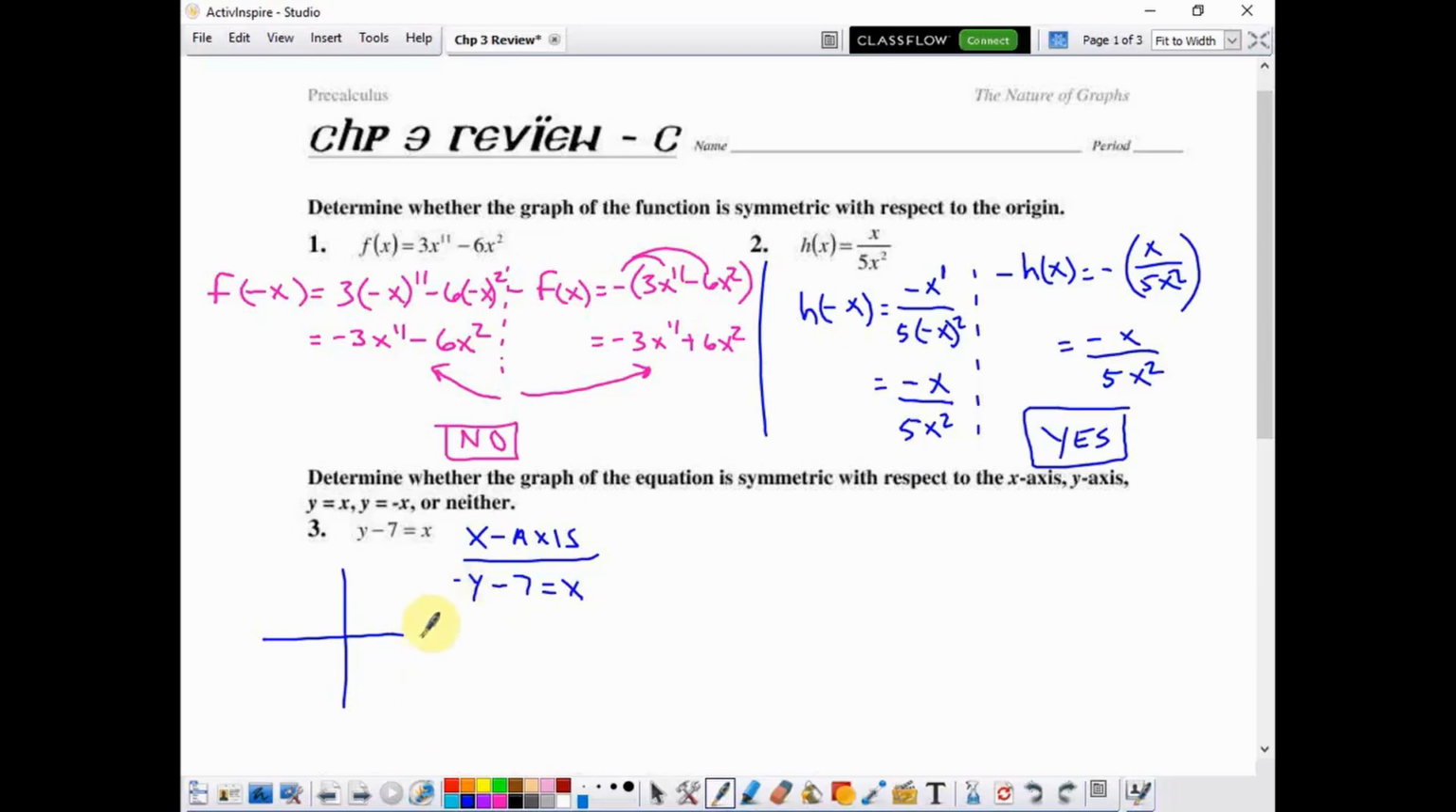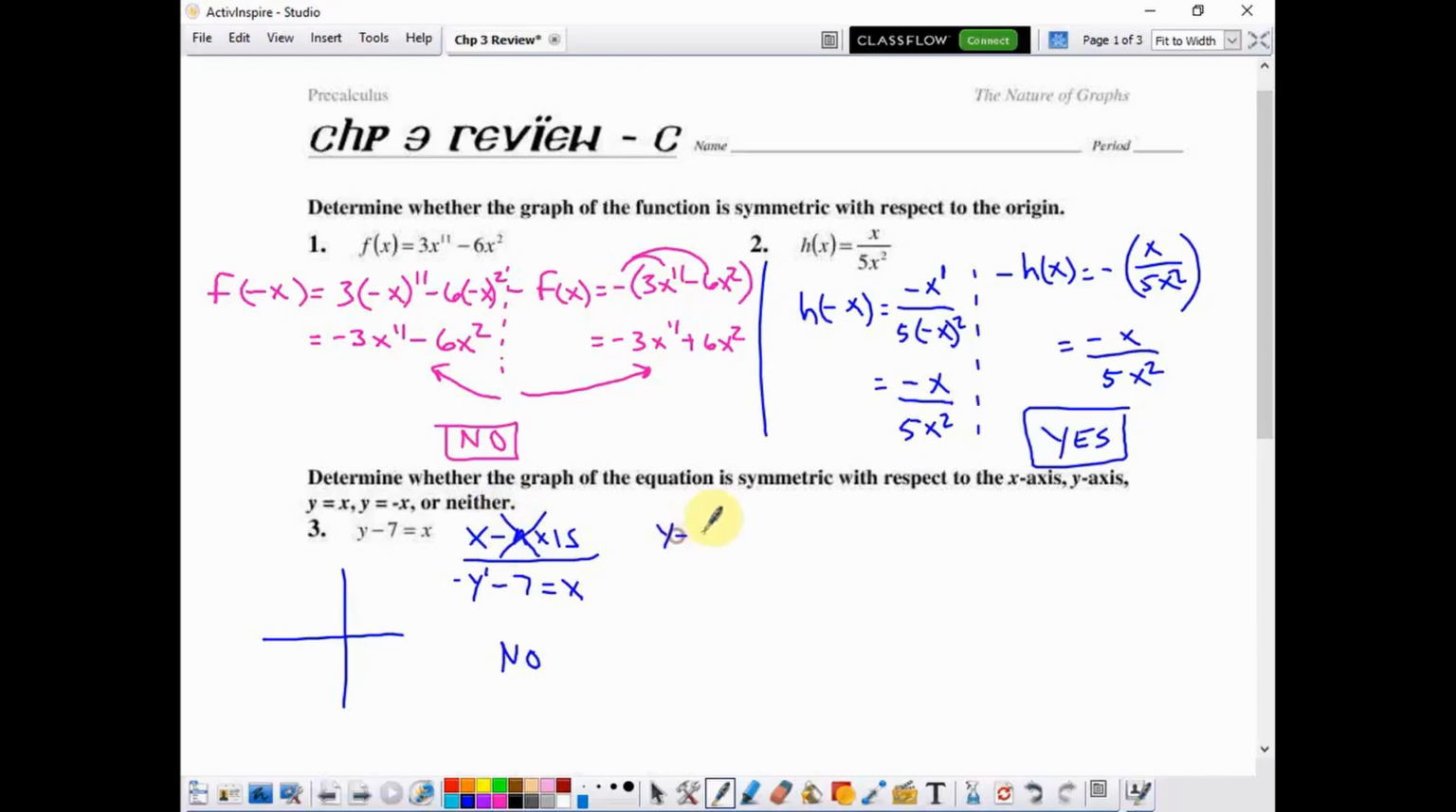So the question is now, can I make this match this original? And this y is to the first power. That's an odd power. That is not going to make that negative go away. The right side already matches, the left side does not. So no, there is not symmetry with respect to the x-axis.